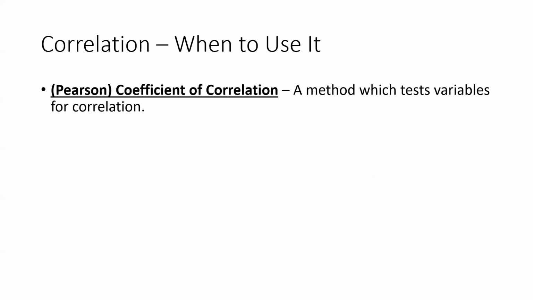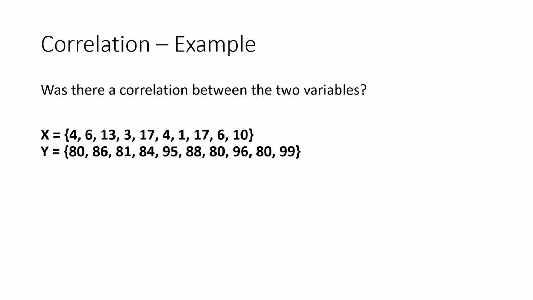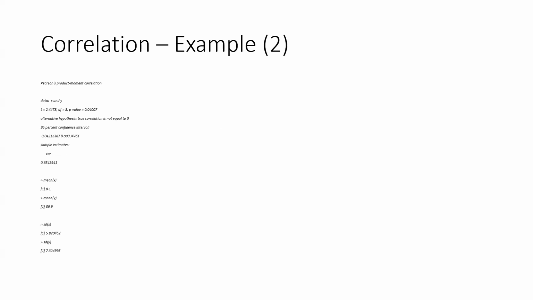Pearson, which again will have its own bit of lectures when we get there in this playlist. Make sure you check out the playlist if you haven't been checking it out already. But the Pearson coefficient of correlation is a method which tests variables for correlation. So was there a certain correlation between the two variables, X and Y? Here is our output. As you can see, there's a whole lot going on.